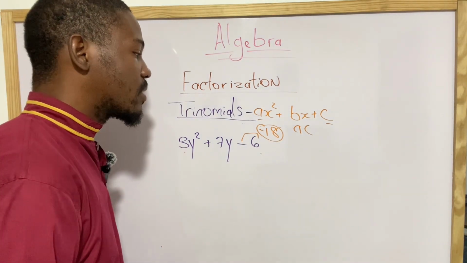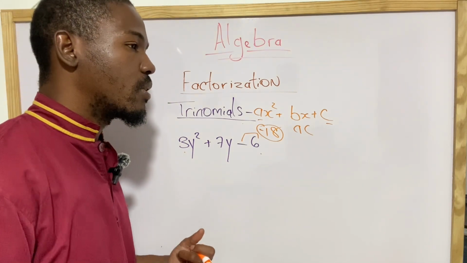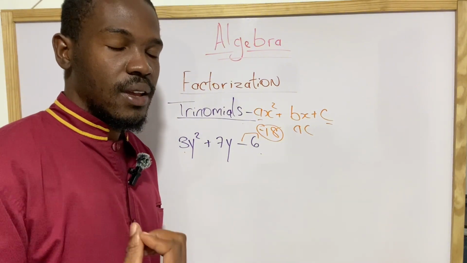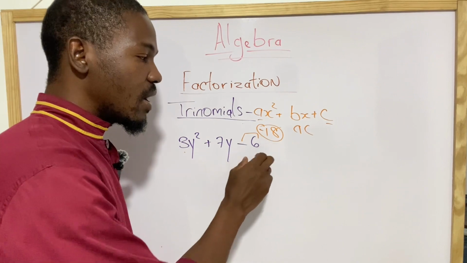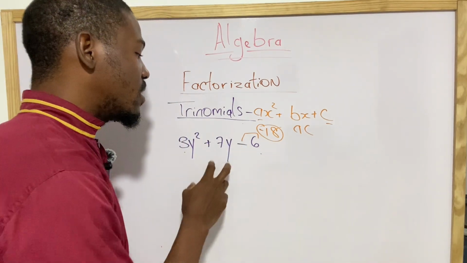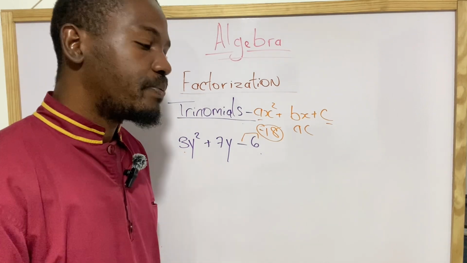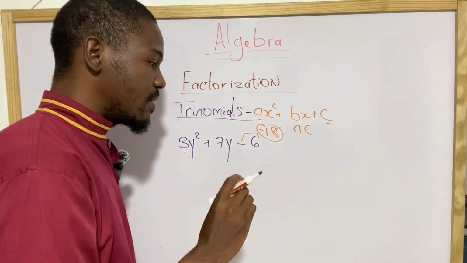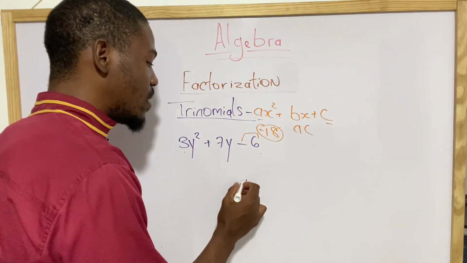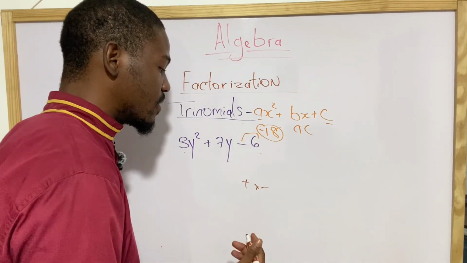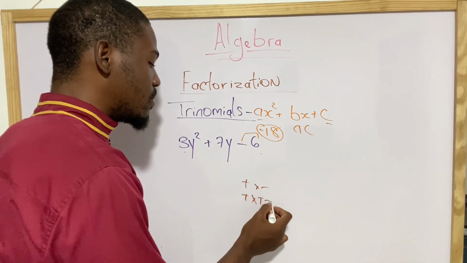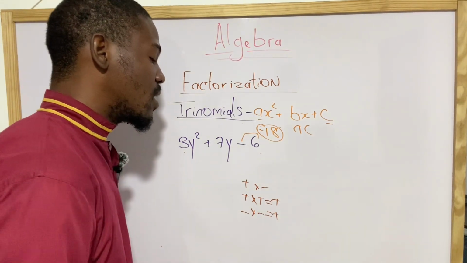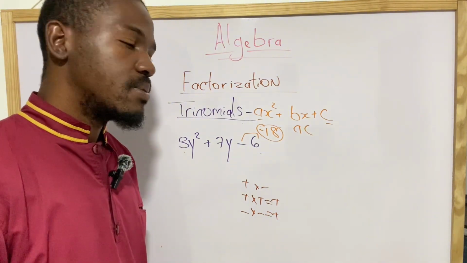So when we're finding the factors of 18, listen carefully, we're searching for two numbers that when multiplied together give us negative 18, and those same two numbers must add to give me positive 7y. Now, this is important. The only way to get a negative when multiplying is to have one positive and one negative. If we have two positives being multiplied, that's going to give me a positive. And if I have two negatives being multiplied, that also gives me a positive. So one has to be positive and the other must be negative.